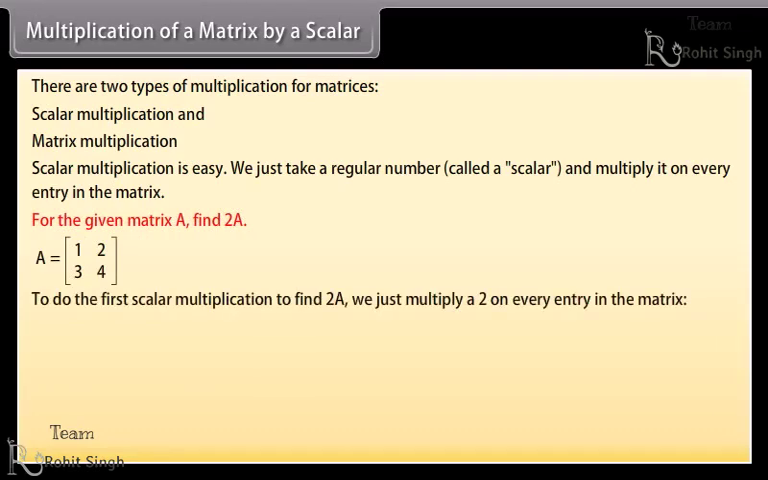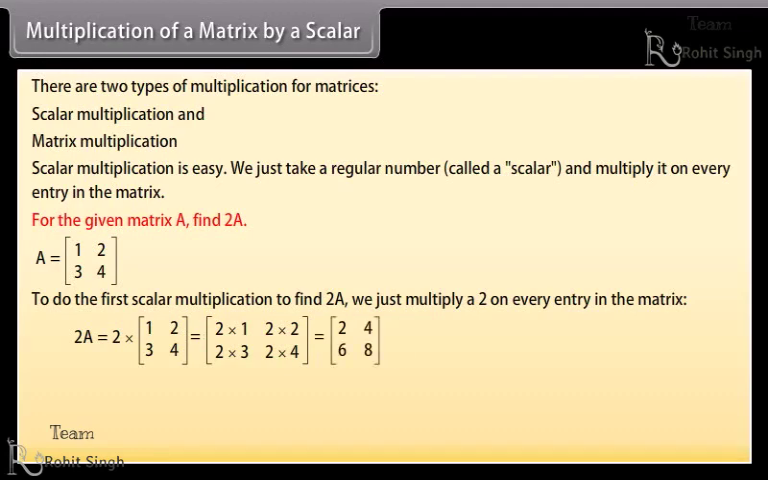To do the first scalar multiplication to find 2A, we just multiply a 2 on every entry in the matrix. 2A is equal to 2 times the matrix with first row 1, 2 and second row 3, 4, which equals the matrix with first row 2 times 1, 2 times 2 and second row 2 times 3, 2 times 4, which equals the matrix with first row 2, 4 and second row 6, 8. So the answer is 2A equals the matrix with first row 2, 4 and second row 6, 8.